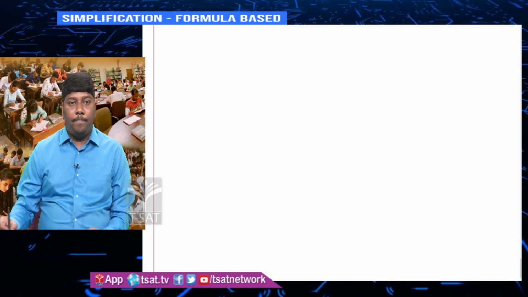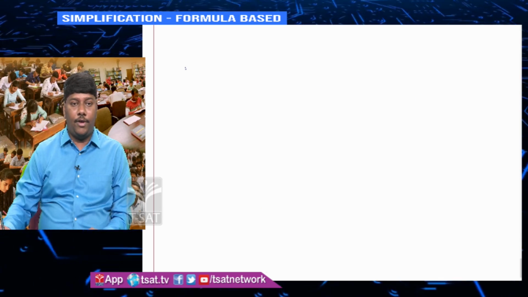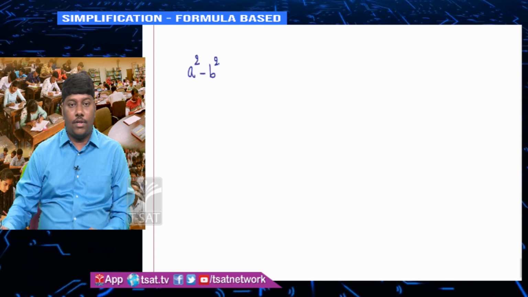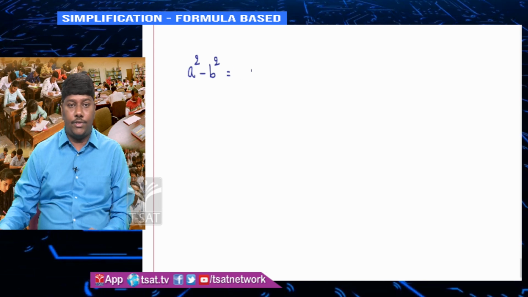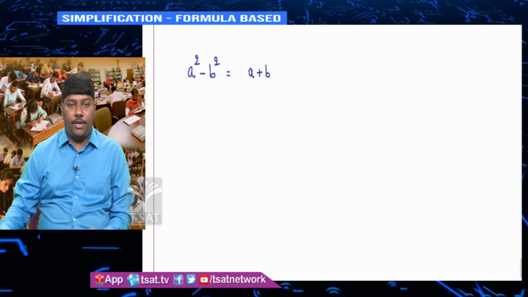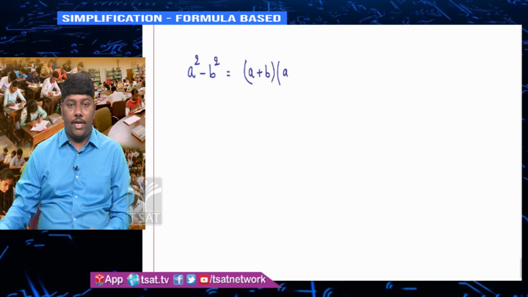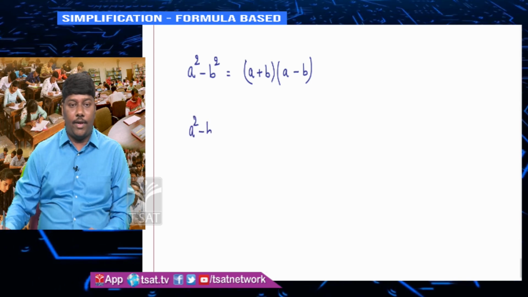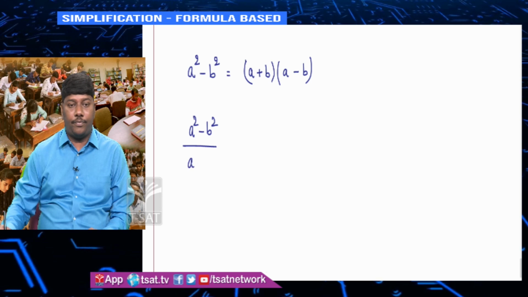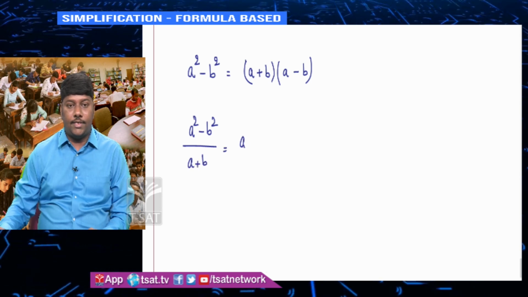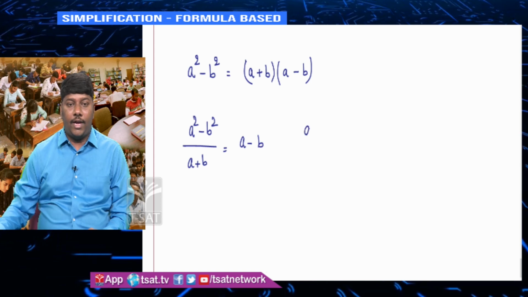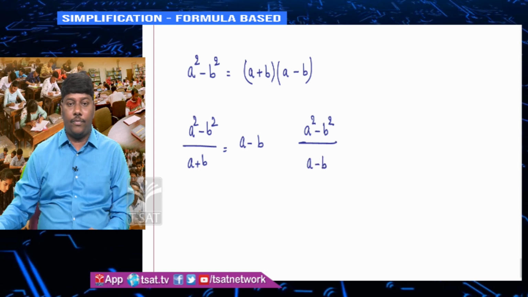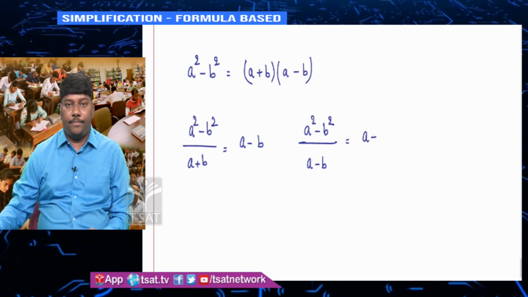Now, look at one more formula. Very simple formula, we all know what a square minus b square is. A square minus b square is equal to (a plus b) into (a minus b). If I have a square minus b square divided by a plus b, I am going to give you a minus b as an answer. If I have a square minus b square divided by a minus b, I would give the answer as a plus b.